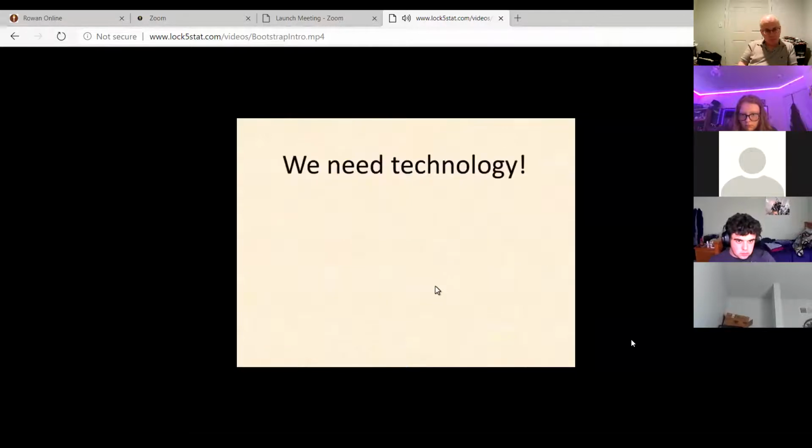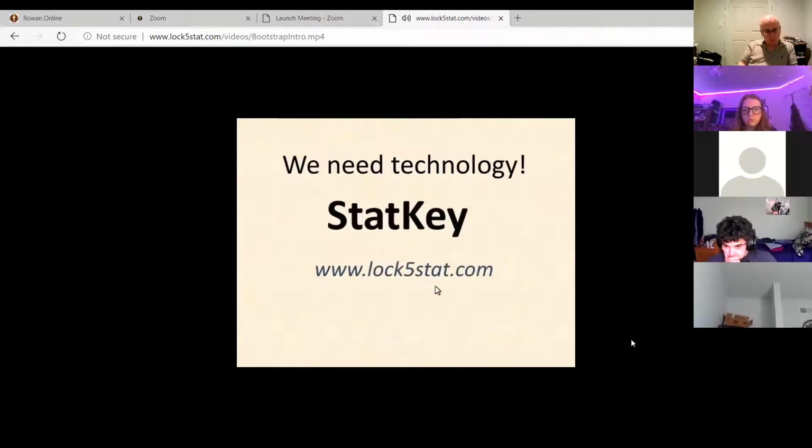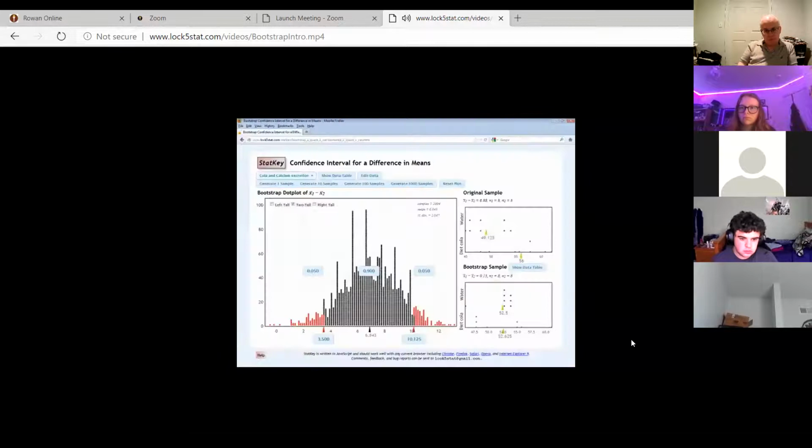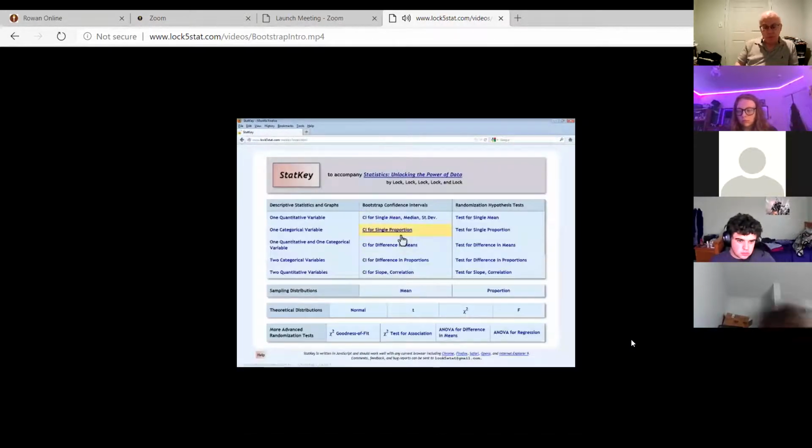And because we want to do this thousands of times, we need technology. And so we have developed a set of tools that enable this to be done quite easily. They're freely available to everyone at lock5stat.com. There's another one of these introductory videos that explicitly talks about using StatKey if you want to take a look at that. So let's go to StatKey now, and here is the main menu.